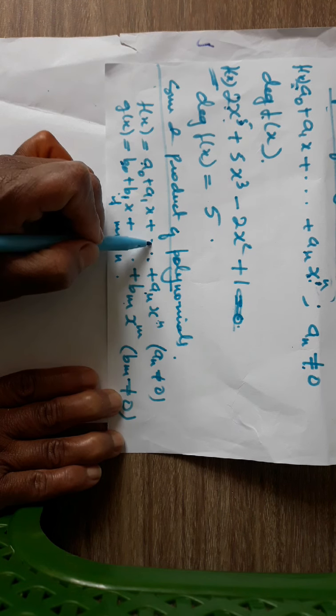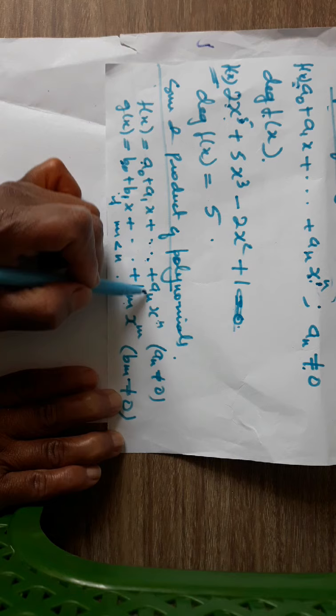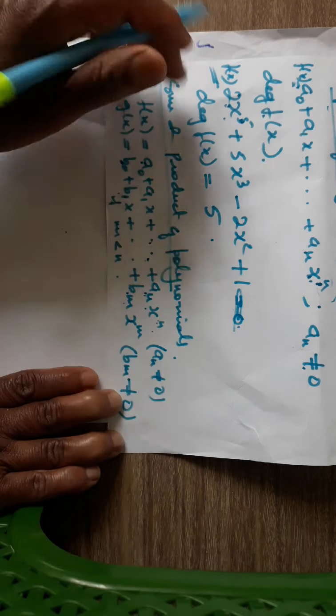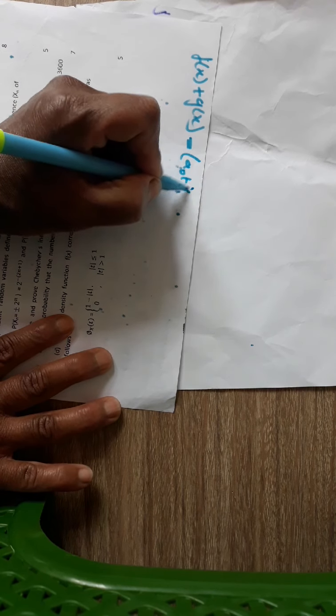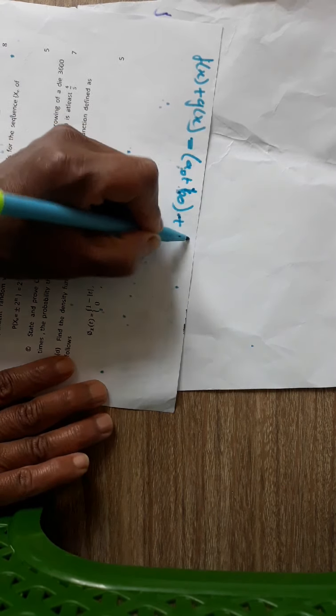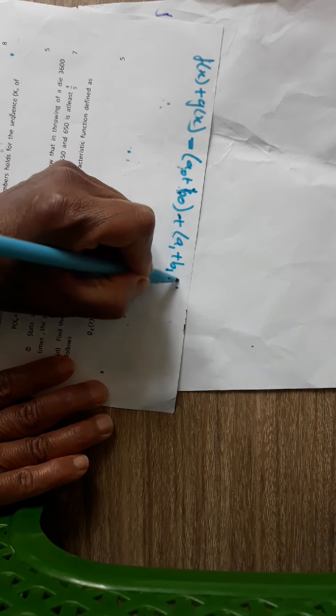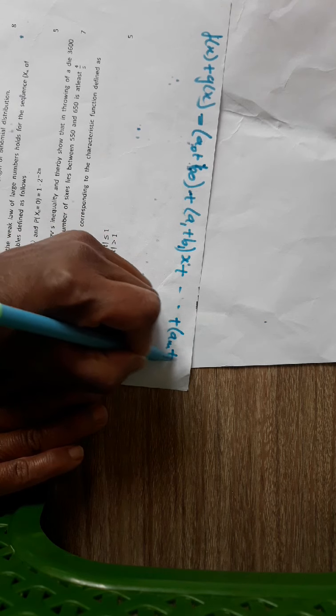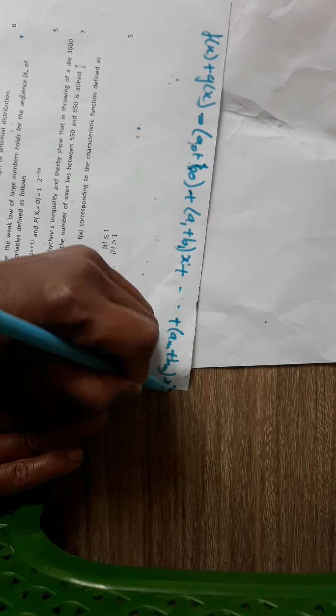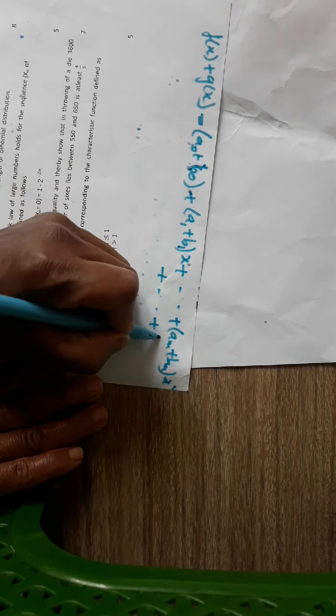So the sum is a1 plus b1 into x plus dash dash plus an x to the power n. So this will be defined as the sum of a naught plus b naught plus a1 plus b1 into x plus dash dash plus am plus bm into x to the power m plus dash dash dash plus an x to the power n, if n is greater than m.